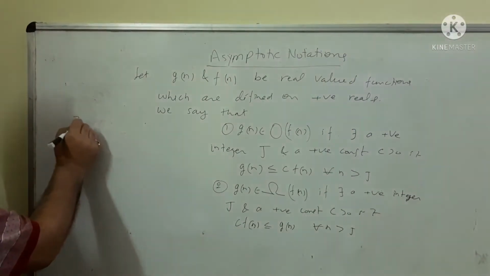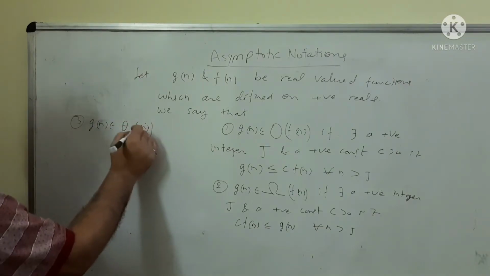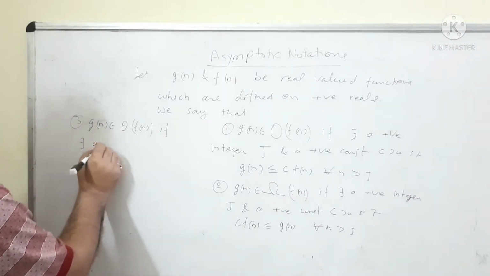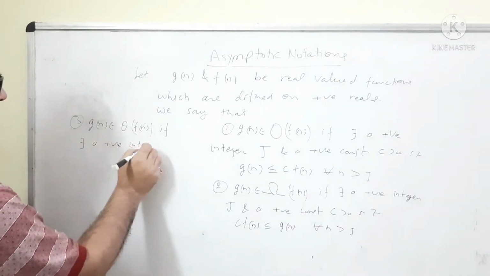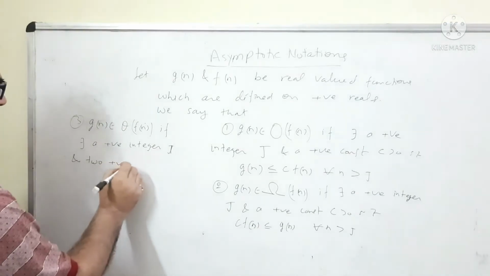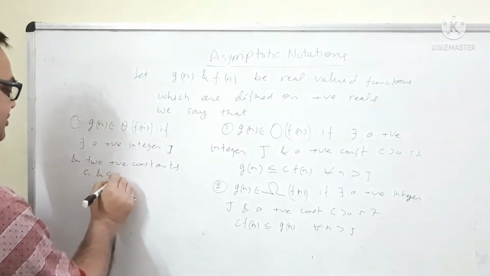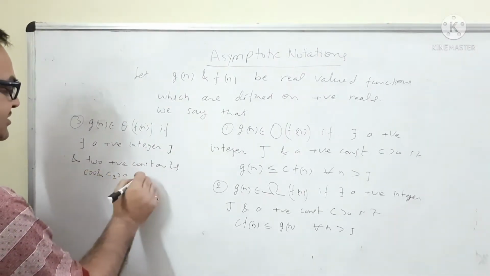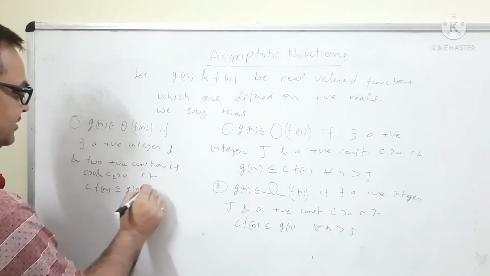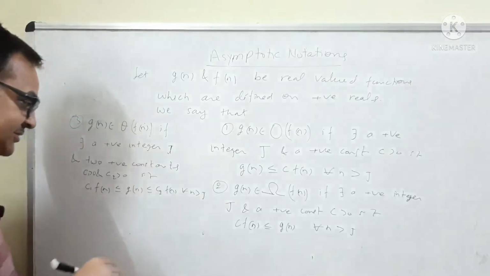Number 3, Gn belongs to theta Fn if there exists a positive integer j and two positive constants c1 and c2 such that c1 Fn is less than or equal to Gn is less than or equal to c2 Fn for every n greater than j.